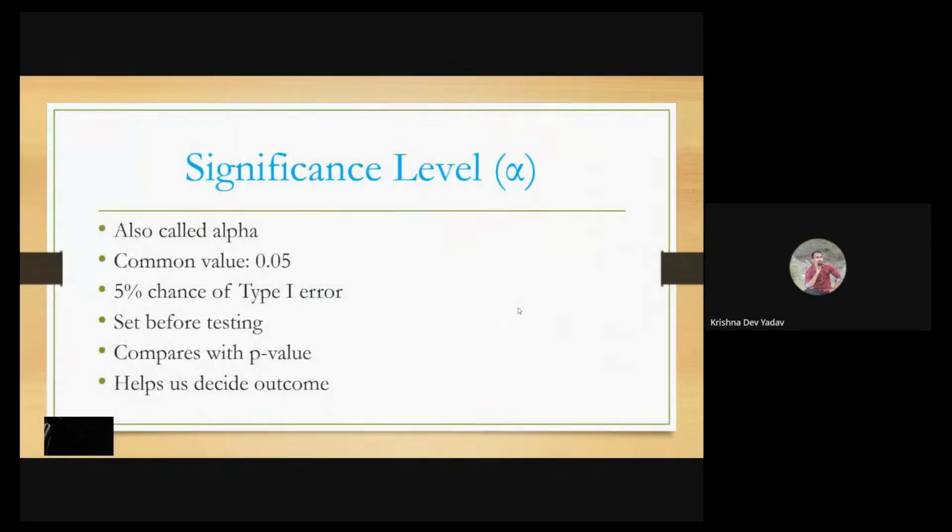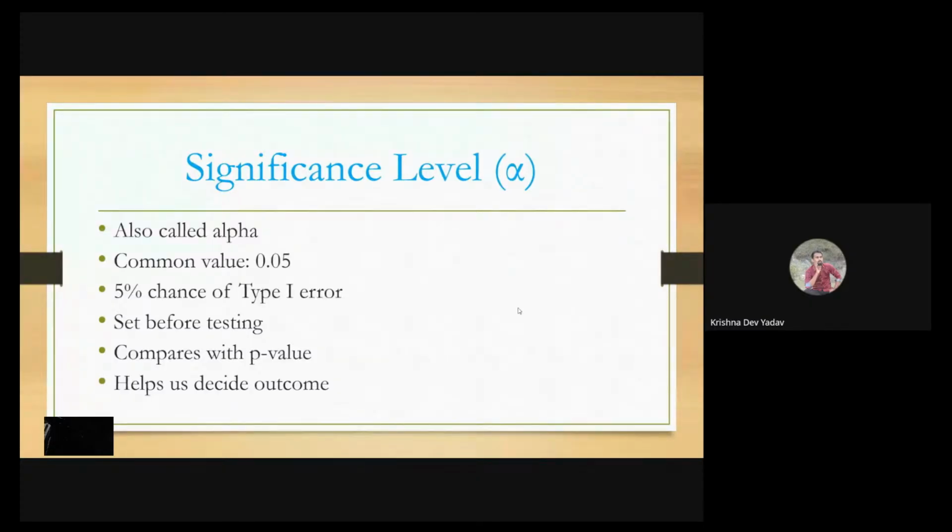Now the topic significance level, also called alpha. It is denoted by alpha. The common value is 0.05, a 5% chance of type 1 error. It is set before testing and compared with the p-value. It helps us decide the outcomes.